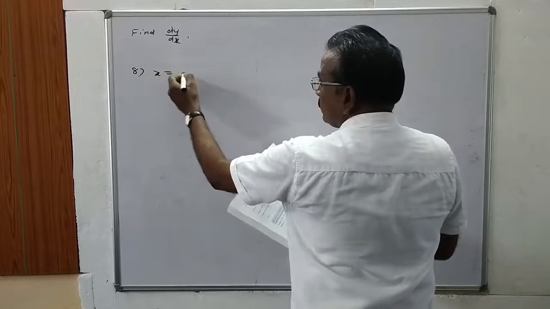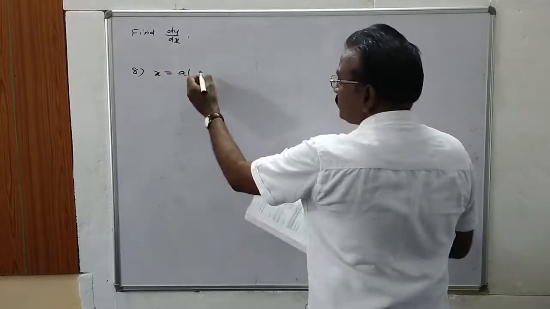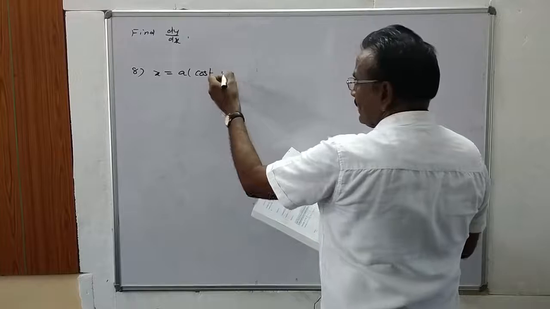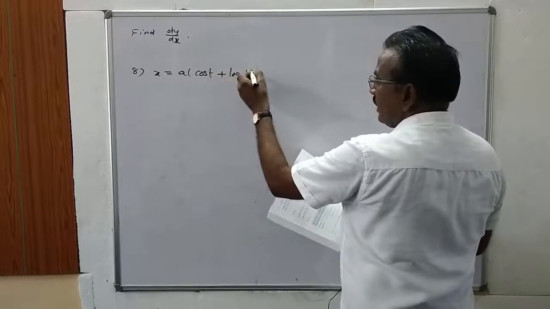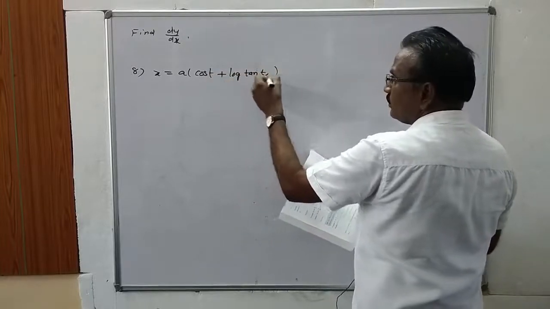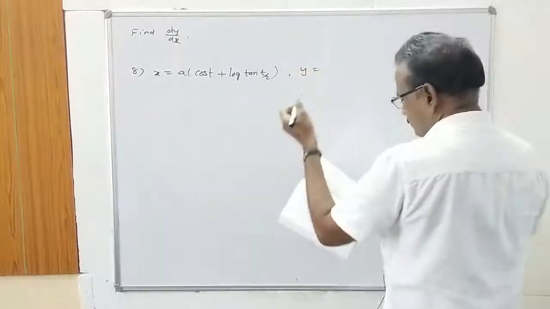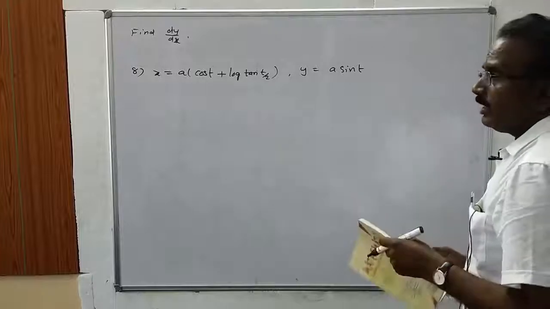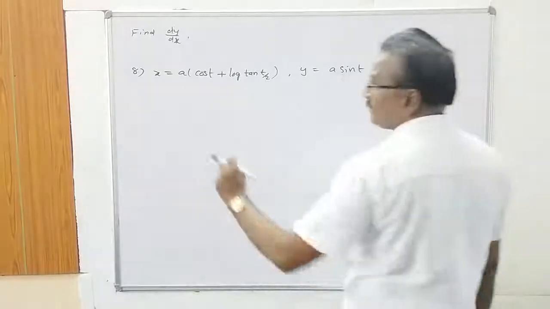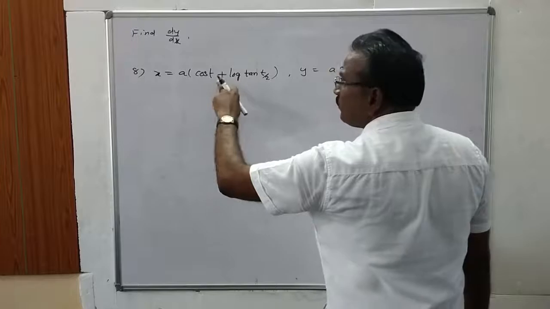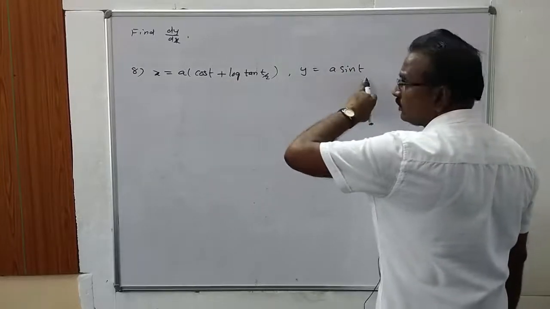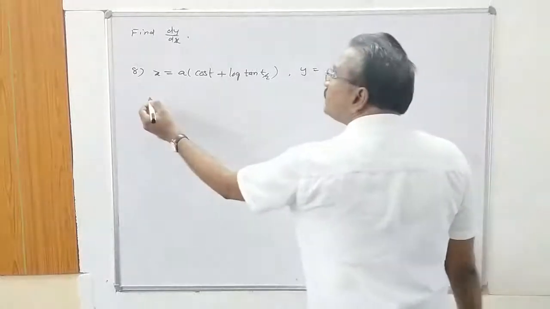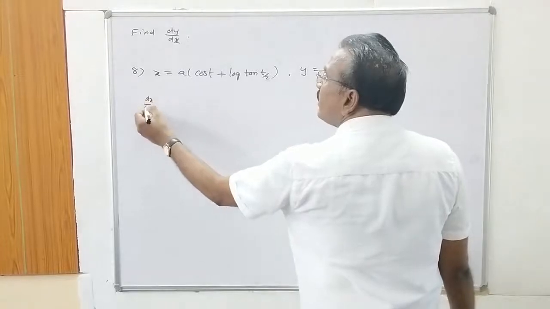X is equal to a into cos t plus log of tan t by 2. Y is a sin t. So find the dy by dx value. First, here x is a function of t, and y is a function of t, so it is parametric form. First find the dx by dt value.